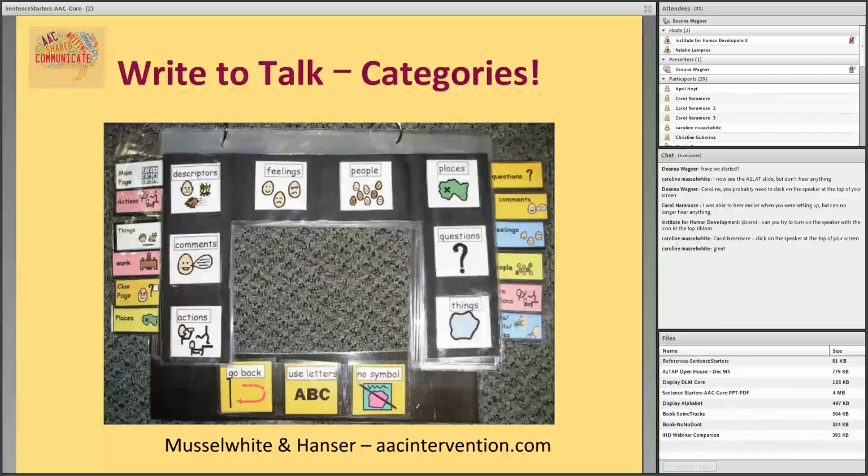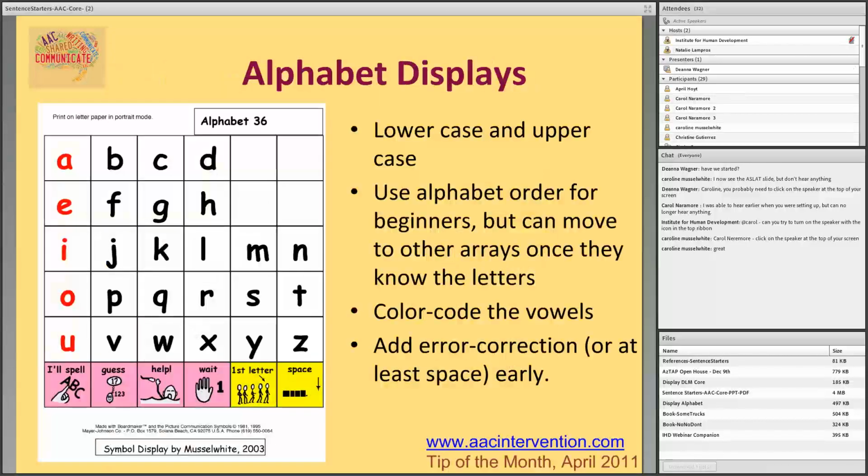Another way to get access to categories is to use the Right to Talk book from Caroline Musselwhite and Gretchen Hanser, available on the AAC Intervention website. So these categories can offer some ways to combine the core words plus category words as we're talking about these simple sentence starters and sentence writing in our shared writing block.